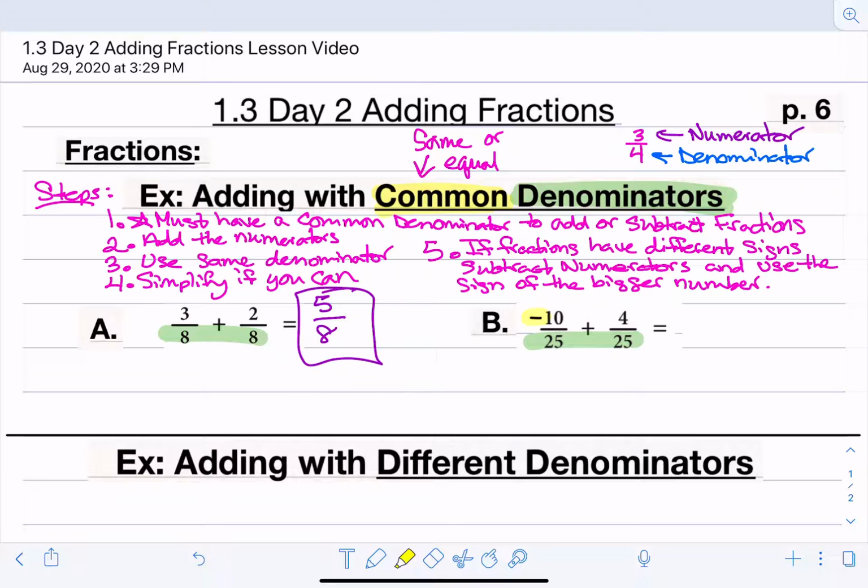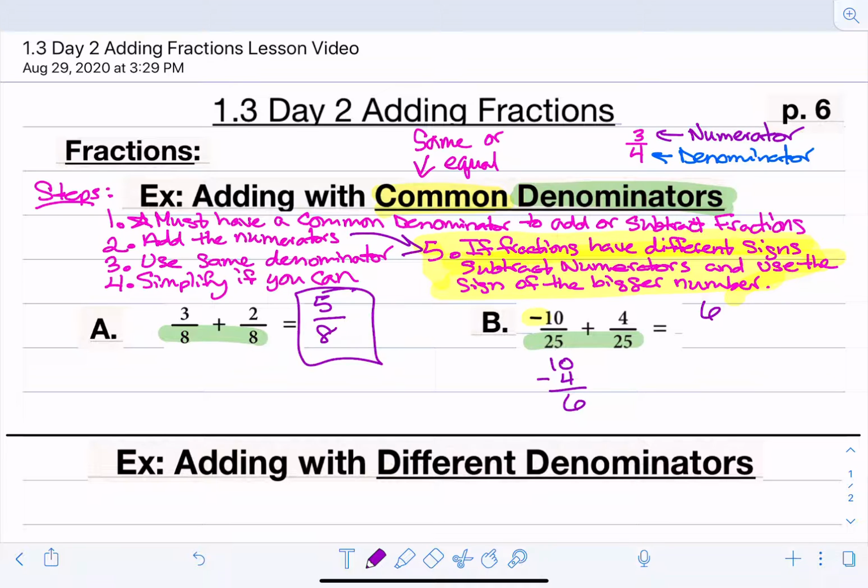So if you'll remember, up here for step 5 it said if fractions have different signs, subtract the numerators and use the sign of the bigger number. So we're going to jump to step 5. Okay, so 10 minus 4 equals 6. I've subtracted the numerators. Okay, so there's my 6. And we keep the same denominator. So instead of adding the numerators, we went to step 5.